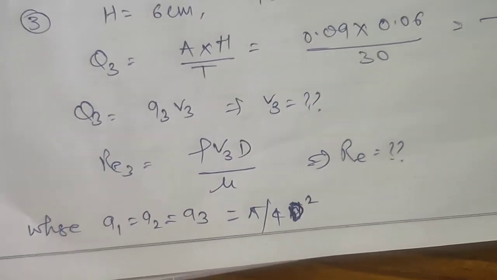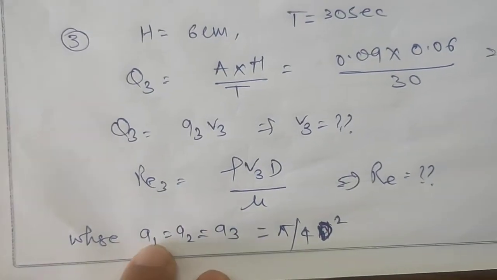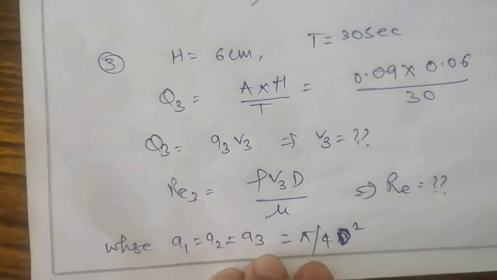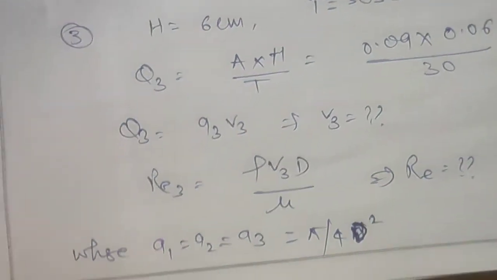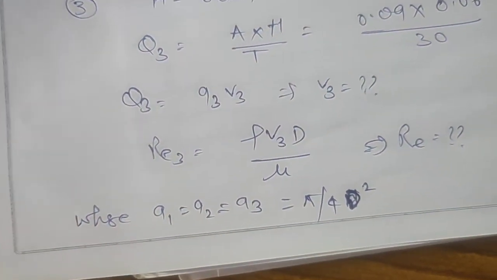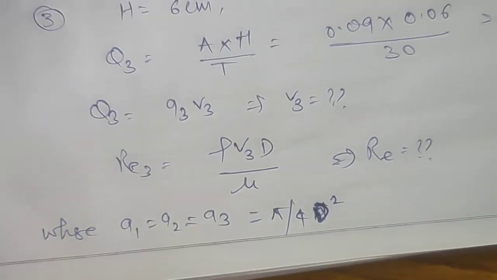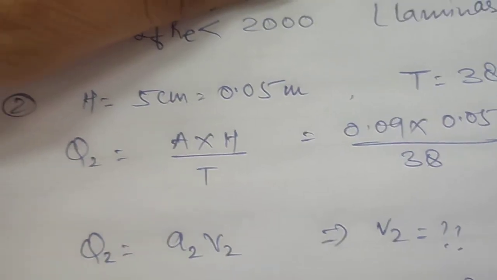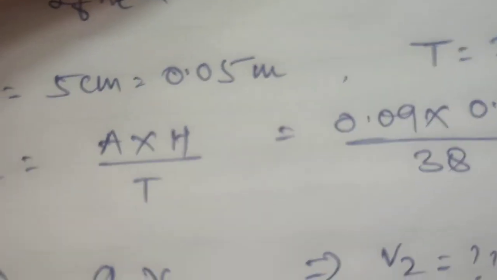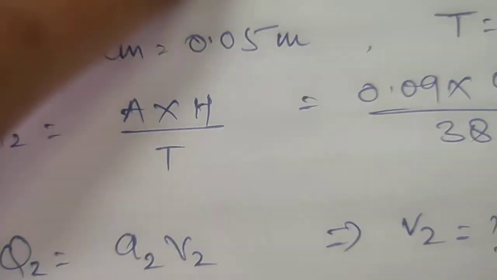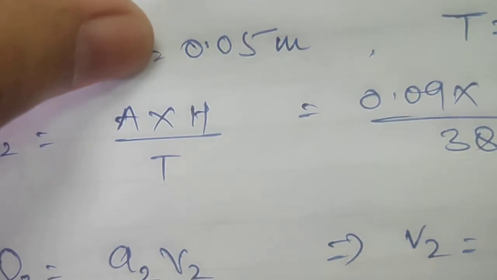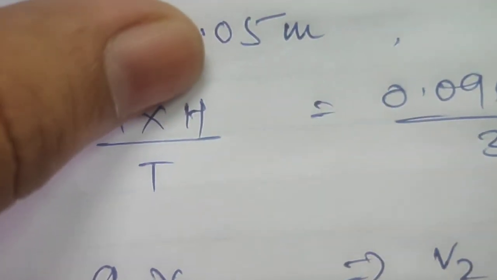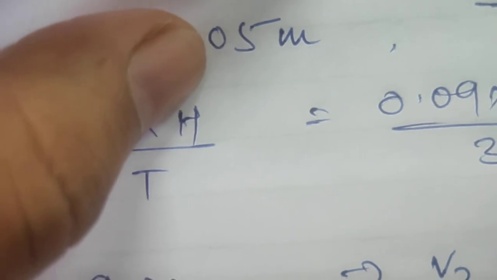Note that for all the calculations, A1 equals to A2 equals to A3, this is the area of the pipe, and this is the same because the diameter of the pipe is same, and it is calculated by pi by 4 d square. But remember one thing, while calculating this part, the units will be in the same system, either SI system or MKS system or CGS system.